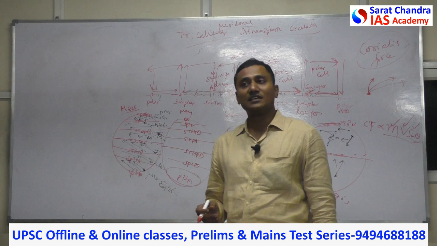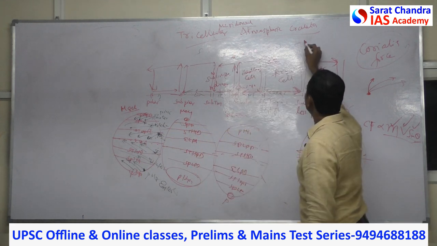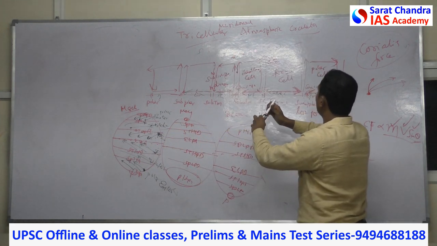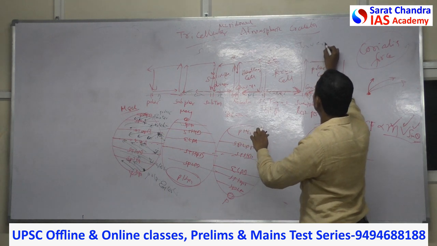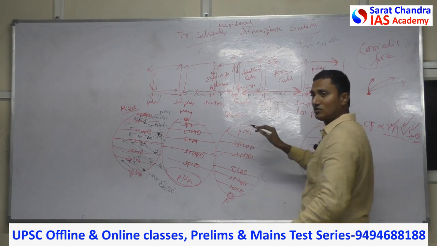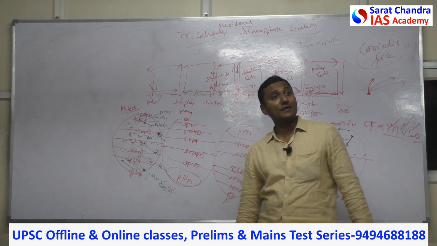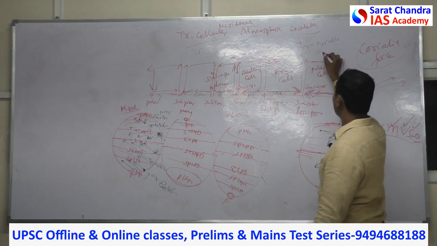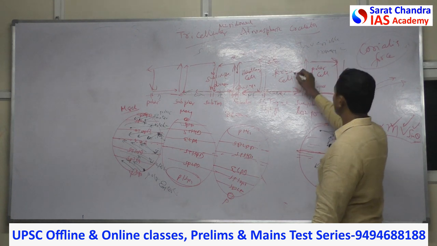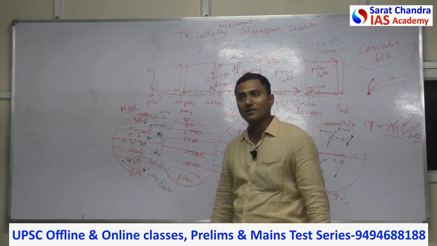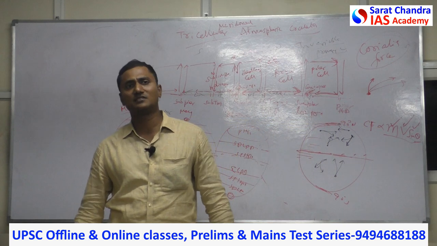Some people call them invariable winds. What is invariable, friend? Invariable means they will not vary. They will be there throughout the year. They are also called primary winds, that means the most important winds. So planetary, permanent, primary, invariable, all the same.